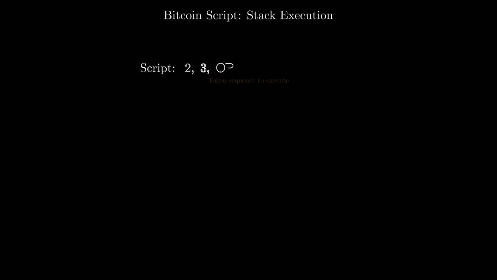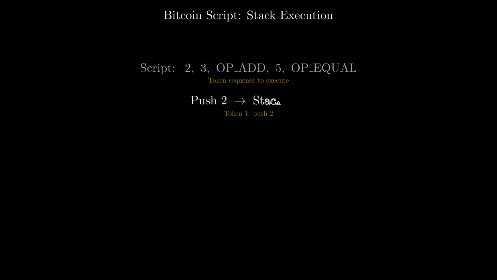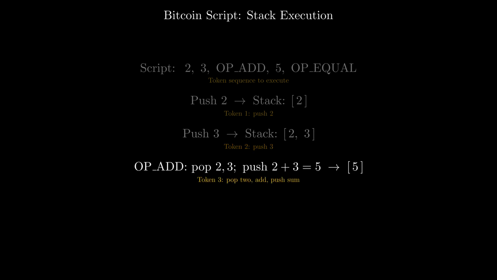Let's run a real script. The tokens are 2, 3, OP_ADD, 5, OP_EQUAL. First token, 2: push it onto the stack. The stack is now just 2. Second token, 3: push it. The stack is now 2, 3. Third token, OP_ADD. This operator pops the top two values, adds them, and pushes the result. 2 plus 3 is 5, so the stack becomes just 5. Fourth token, 5: push it.